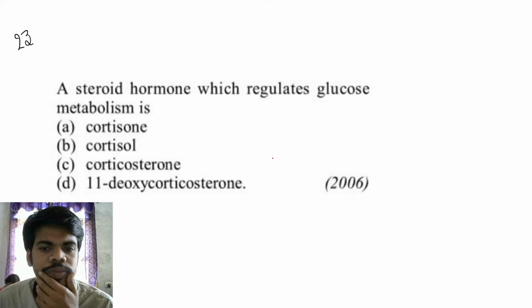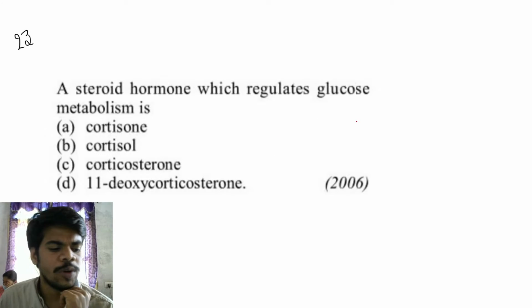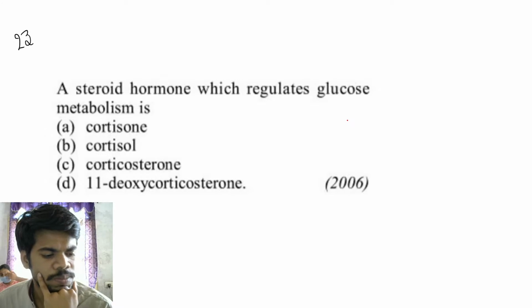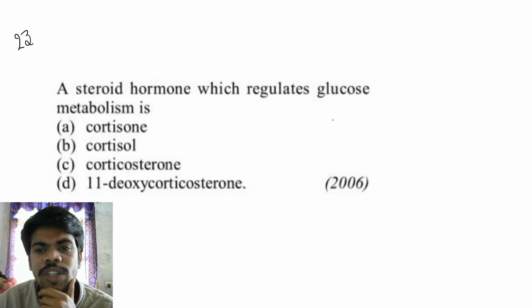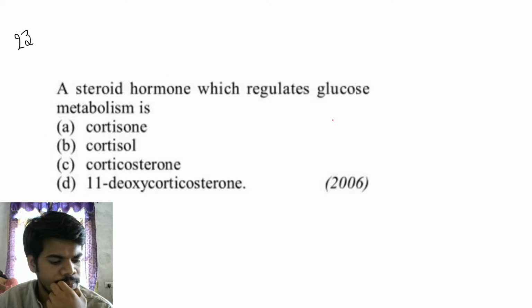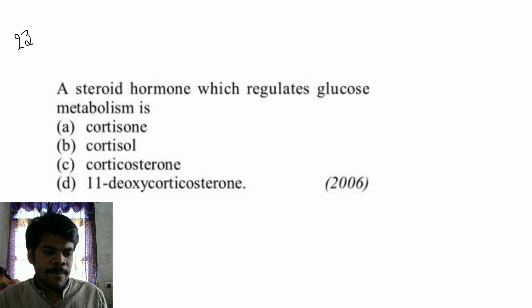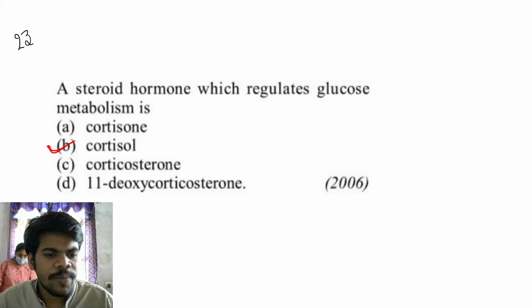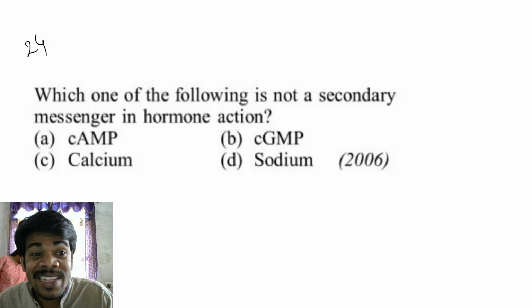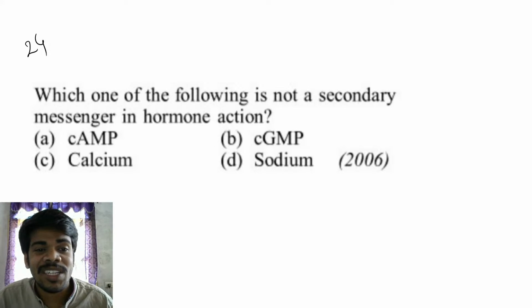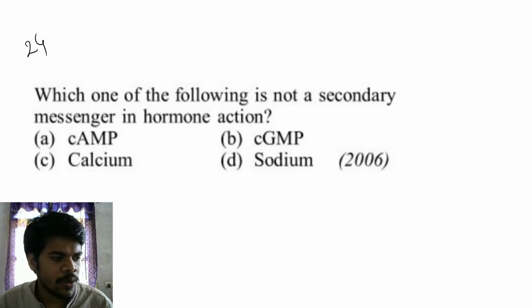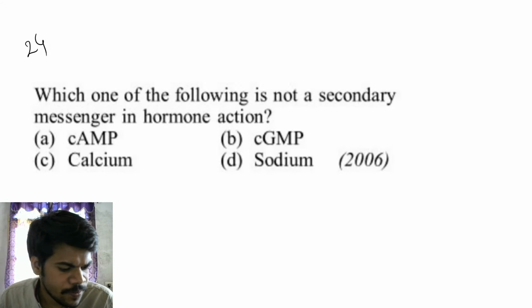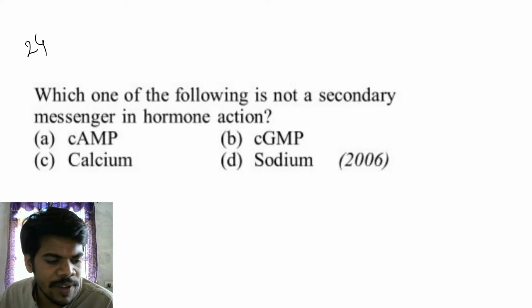23rd question. A steroid hormone which regulates glucose metabolism is? Yes, it is cortisol. It is a steroid hormone which regulates glucose metabolism. Cortisol. 24th question. Which one of the following is not a secondary messenger in hormone action? cAMP, cGMP, calcium, sodium. It is also a very easy question. Yes, excellent, Safiuddin.